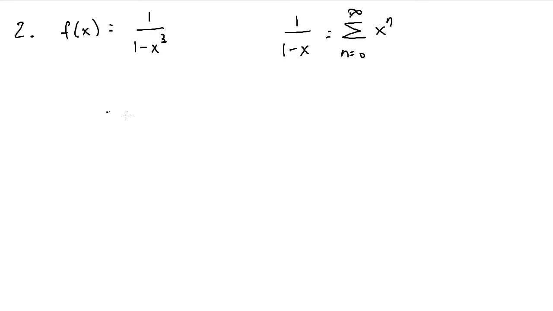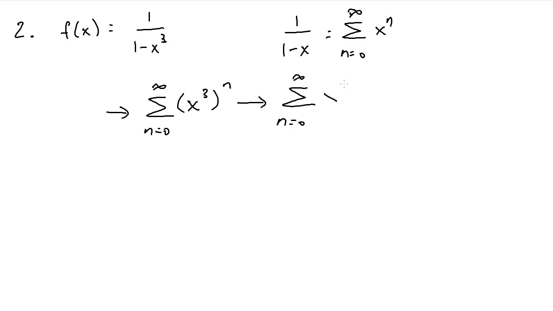So the series of 1 over 1 minus x cubed is going to be from n equals 0 to infinity of, instead of x, we have x cubed, so x cubed to the n power. Or I can rewrite it, because there's a power to a power, those multiply. So we have the series from n equals 0 to infinity of x to the 3n power.